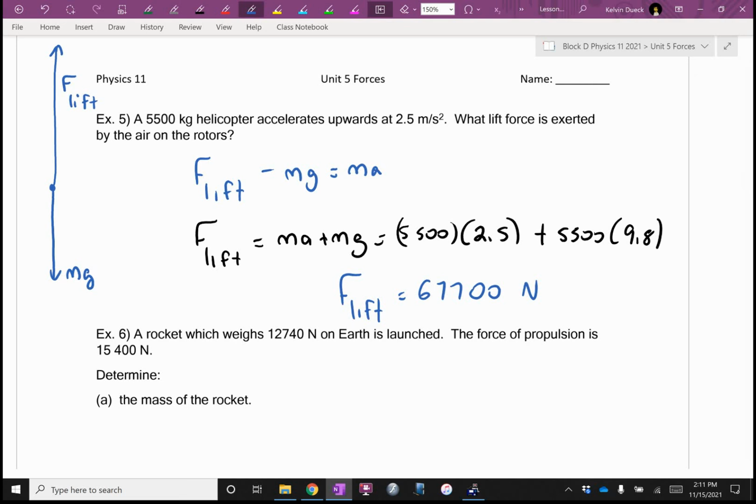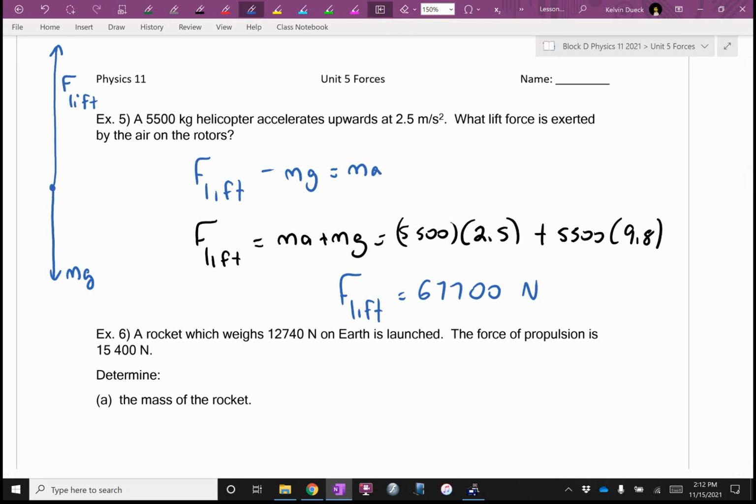By the way, what if this helicopter was accelerating down? What would the equation be? Can you get it from the free body diagram just by imagining the arrows changing? mg minus F lift equals ma.